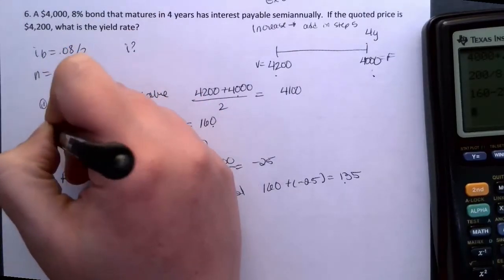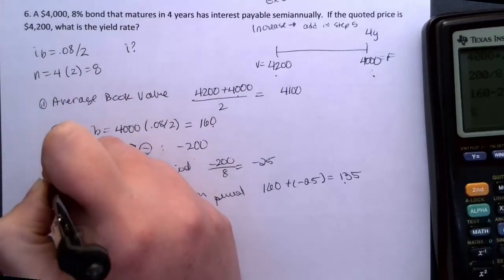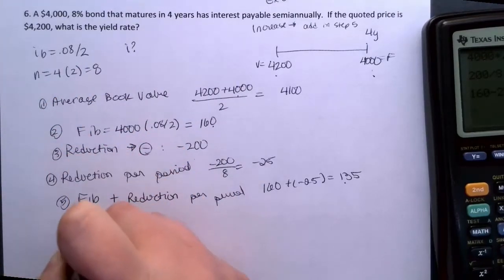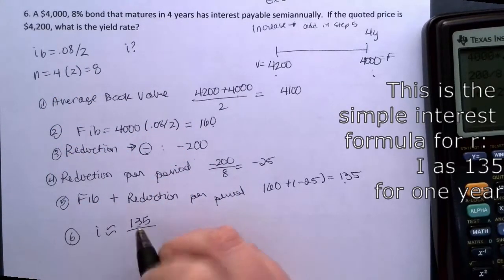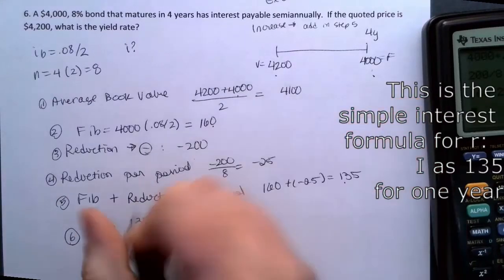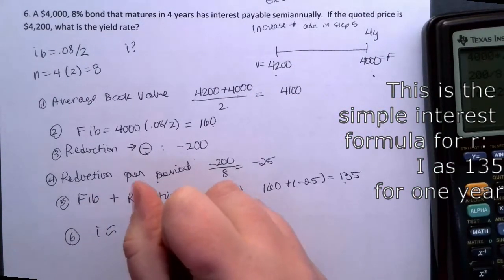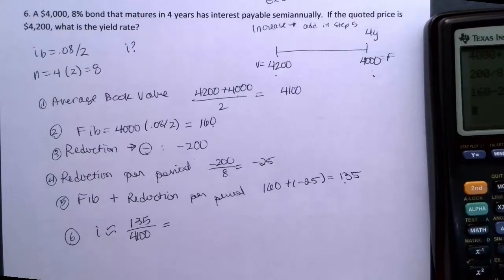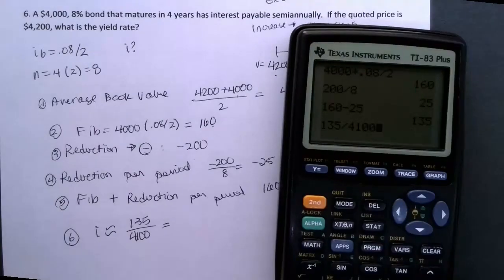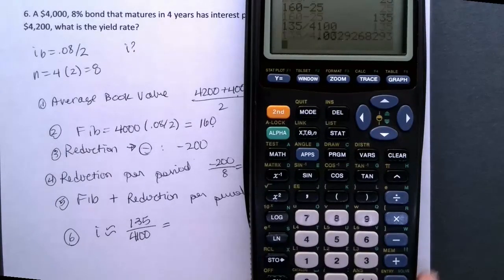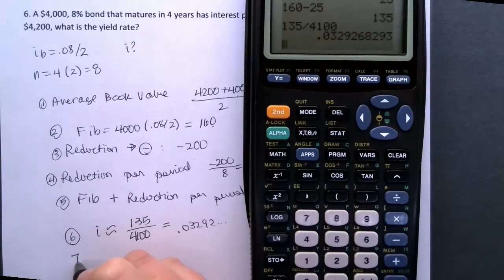So this is step 1, 2, 3, 4, 5. So we're on step 6. 135 divided by our average book value, 4,100. So this is my calculation so far. So when I plug that in, we get 0.03292, and it repeats. Okay, but then we want to find r, not i.